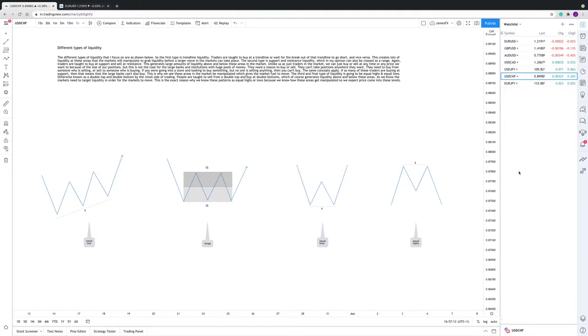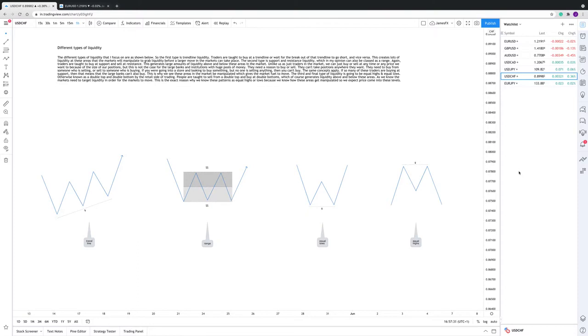Three different types of liquidity that I focus on, and the three that I believe are the most important to be aware of are trendline liquidity, support and resistance, which I would also classify as a range in some cases, and then equal lows and equal highs, otherwise known as double tops and double bottoms.